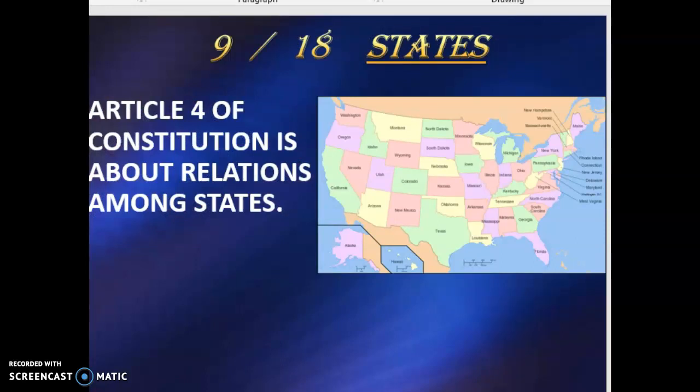Article 4 of the Constitution is about relations among our states. I said this earlier that the Constitution is divided into 7 articles. Well, Article 4 deals with how states conduct business with each other, how we respect each other, how we do not tax each other. So just the relations amongst the states.